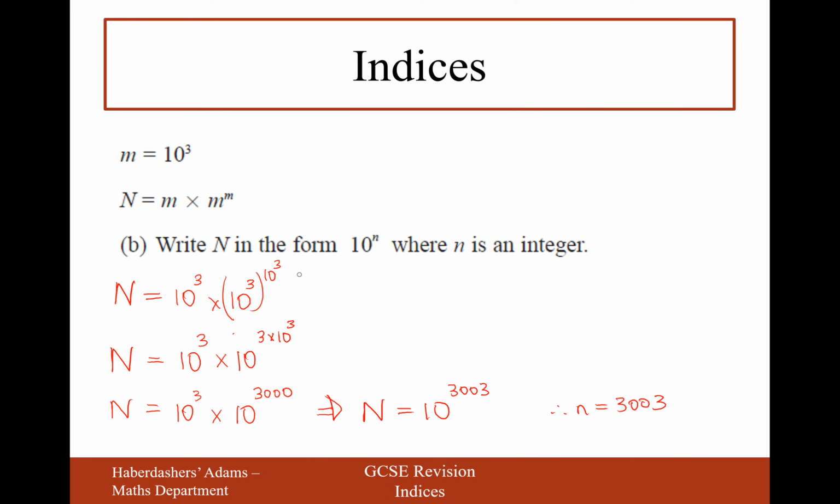So what were the steps that we had to go through here? Well, we multiplied our indices together, like we did here, and then we rewrote it as an actual number. 10 to the 3 is 1,000, so it's going to be 3,000. And then we added our indices together from this step to this step by adding them, so it's 3003. So there we are, that's the answer to this question here.